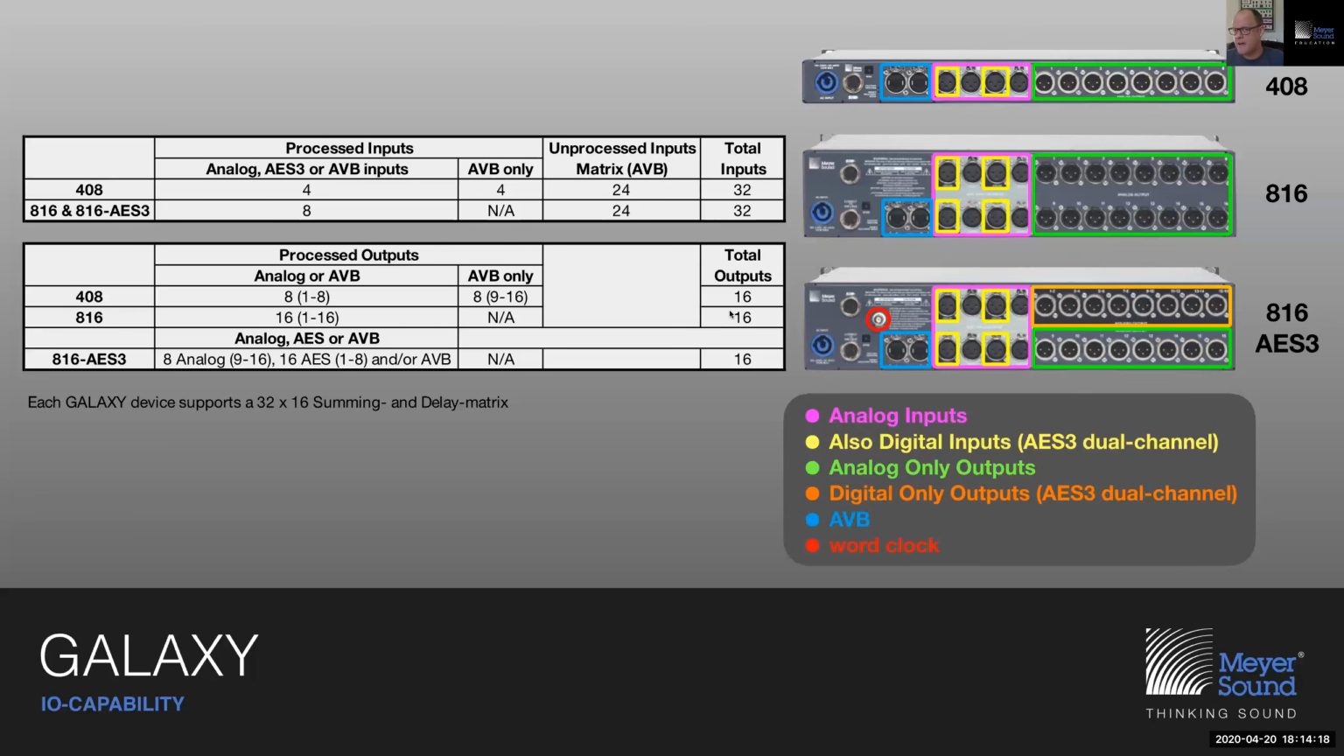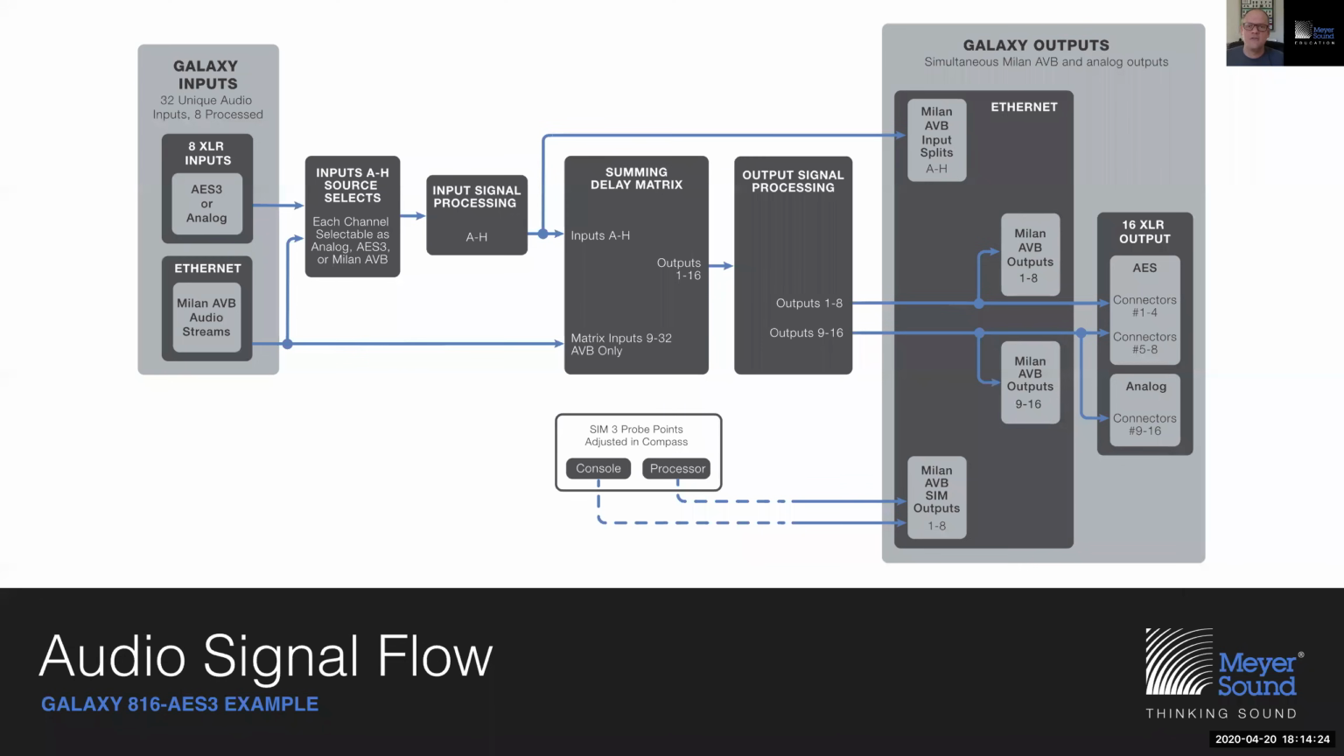We're going to use Compass to control these devices, and that means that I think it's prudent to briefly look at the signal flow. Now I'm going to focus on an 816 AES3 example, but if you understand the AES3 example, then surely you will be able to appreciate that the 408 and the 816 work essentially the same. So let's read this chart left to right.